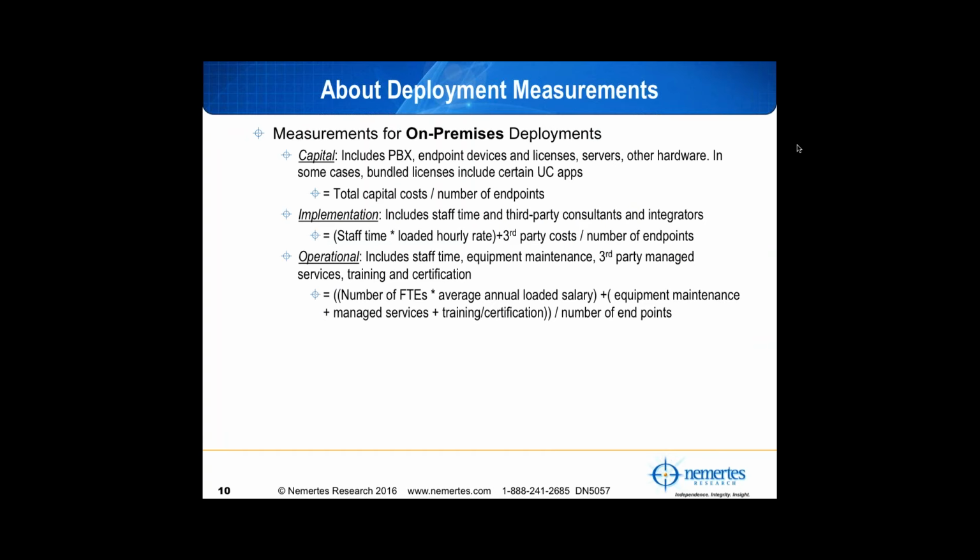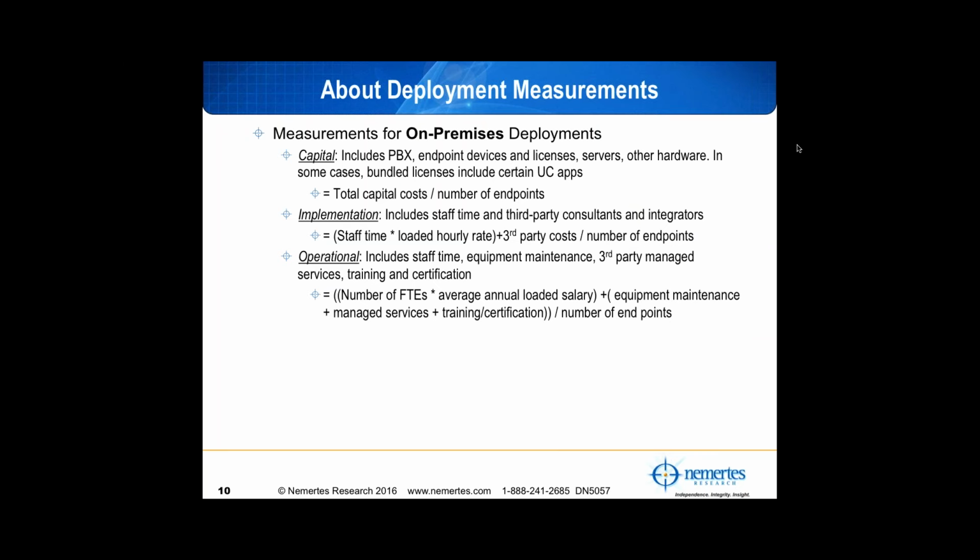So just to give you a little bit of an overview as to how we measure everything, the numbers that you're going to see here, for on-prem deployments, we look at capital, implementation, and operational costs. So for capital, this includes everything from PBX to endpoint devices and licenses, servers, other hardware. In some cases, it might be some bundled licensing.